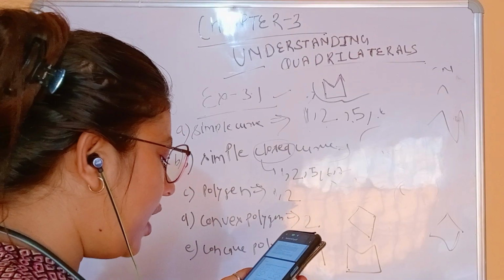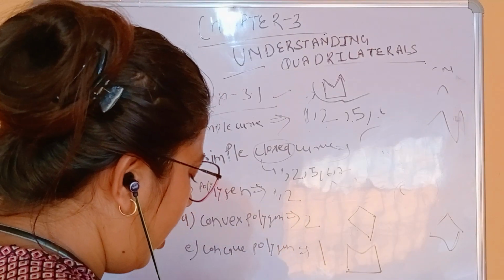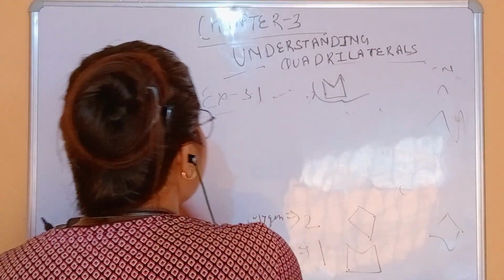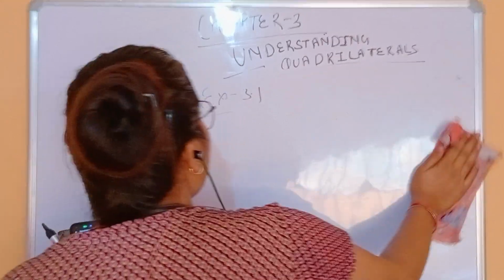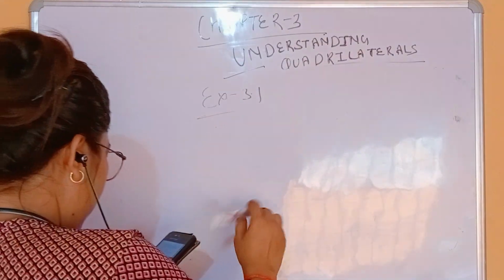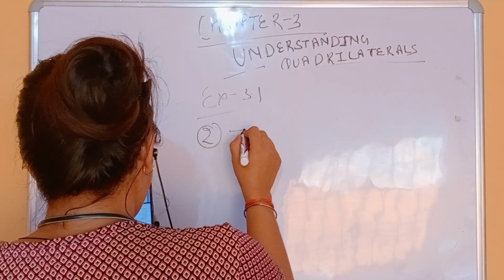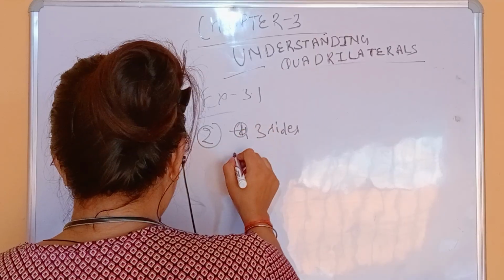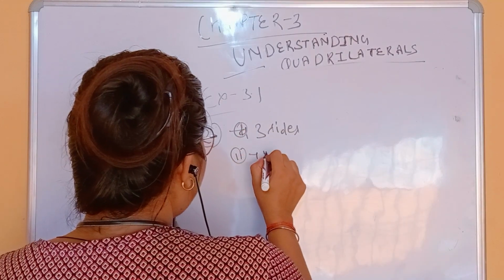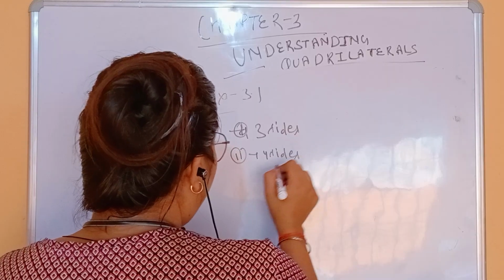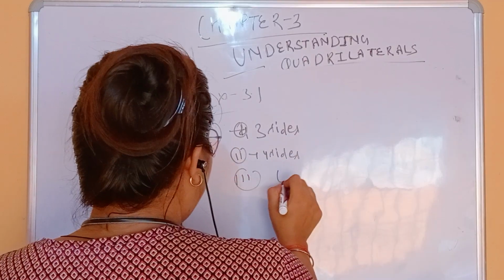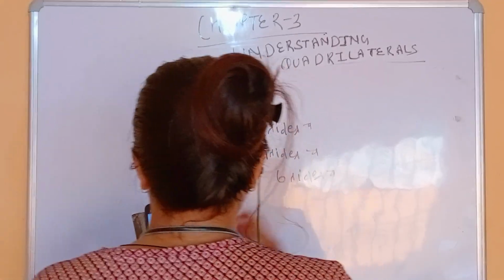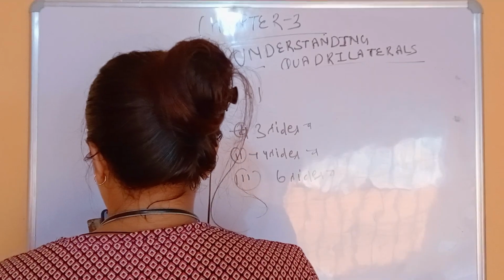Here it is written: state the name of the regular polygon. We have to write the name of the regular polygon. So in Exercise 3.1, this is question number 2. Question 2 gives regular polygon names. First, three-sided. In second, four-sided. If four-sided, what name do we give the polygon? If six-sided, what name do we give the polygon? So what do we write here?